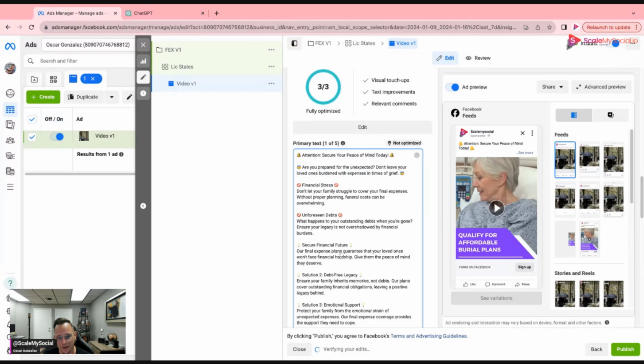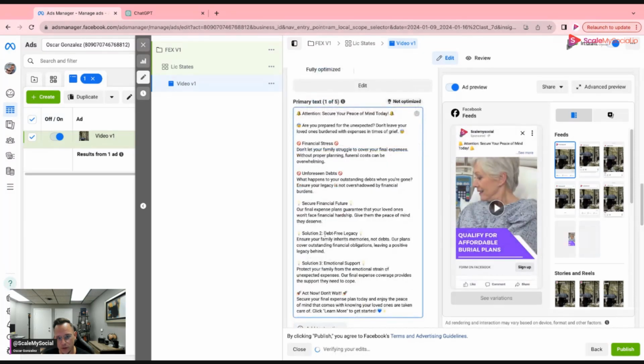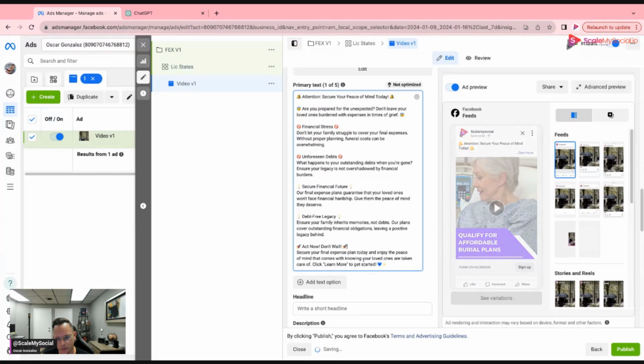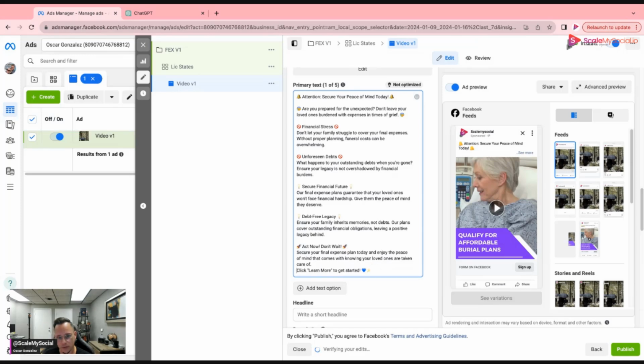And look, again, these are things that you can play around with. So I'm just giving you the basis of this stuff. ChatGPT, I mean, gosh, it's an endless tool. But we shortened that up a little bit and I think it looks pretty good. So now put that right there. Act now, don't wait. Secure your final expense plan today and enjoy the peace of mind that comes with knowing your loved ones are taken care of. Okay. Probably will do something like this.